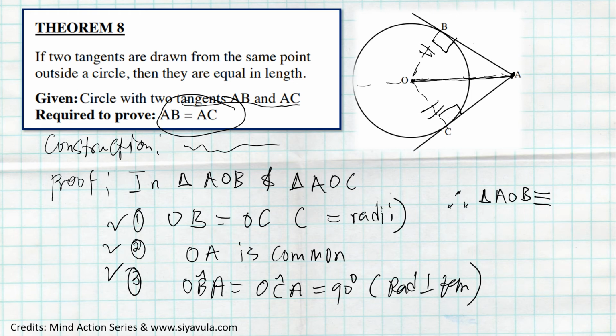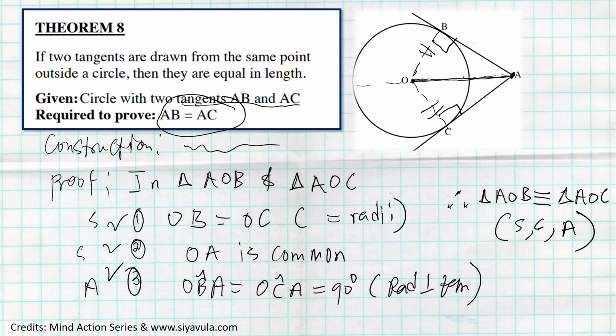This is the symbol for congruent. Don't forget. Triangle AOB is congruent to triangle AOC. Why are we saying they are congruent? Because we have a side, and an angle, right? Side, angle. Because of side, angle.